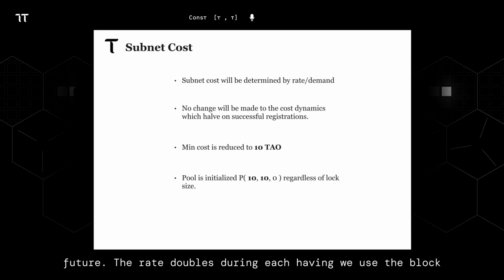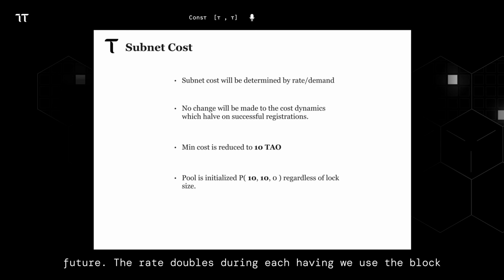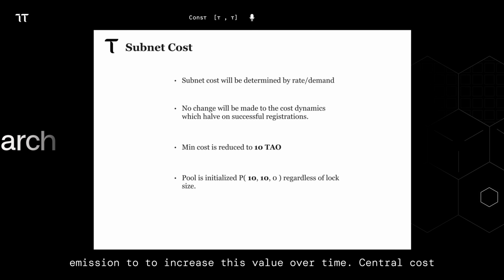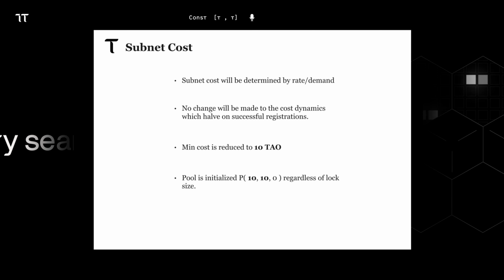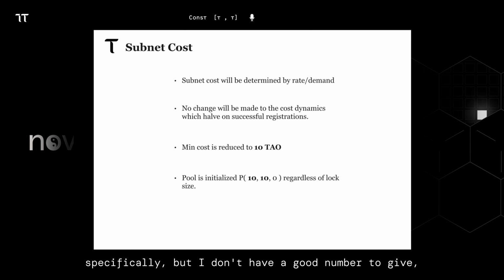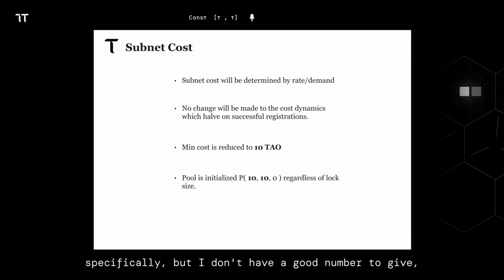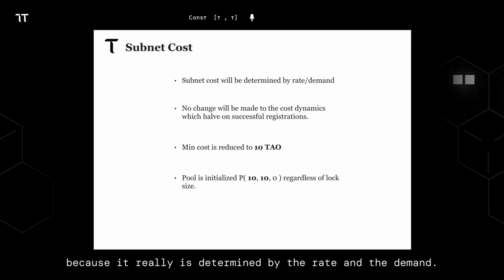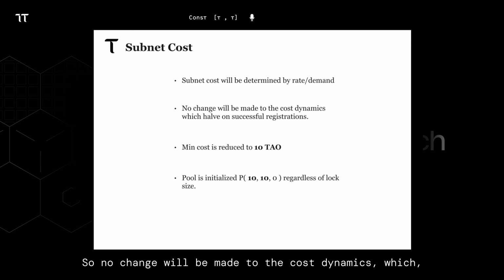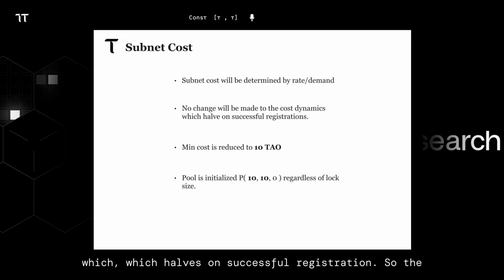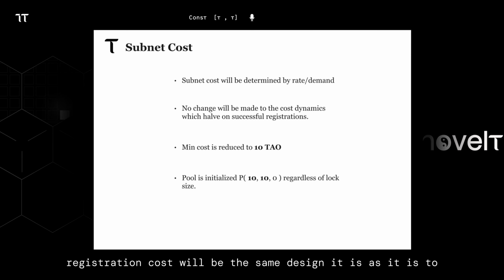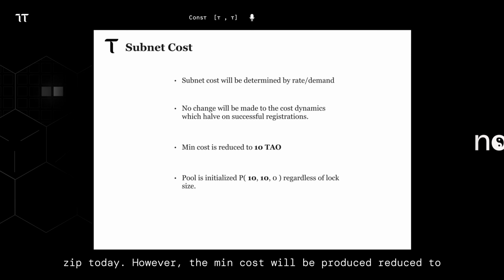So that's 2035 in the future. The rate doubles during each halving. We use the block emission to increase this value over time. Subnet cost is something that many people are asking me about specifically, but I don't have a good number to give because it really is determined by the rate and the demand. So no change will be made to the cost dynamics, which halves on successful registration. So the registration cost will be the same design as it is today.